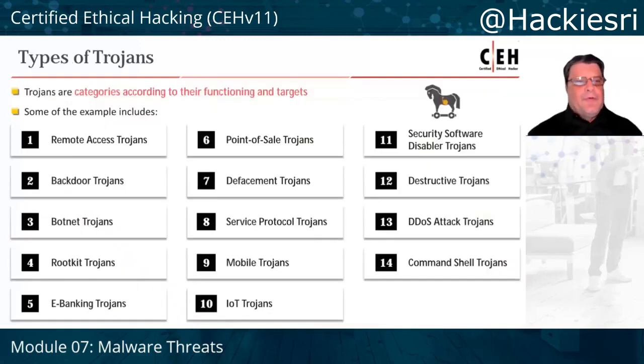There are many types of Trojans. Trojans are categorized according to their functioning and targets. Some of the examples include remote access Trojans, backdoor Trojans, botnet Trojans, rootkit Trojans, e-banking Trojans, point of sale Trojans, defacement Trojans, service protocol Trojans, mobile Trojans, IoT Trojans, security software disabler Trojans, destructive Trojans, DDoS attack Trojans, and command shell Trojans. Fairly self-explanatory what each of those subcategories does.